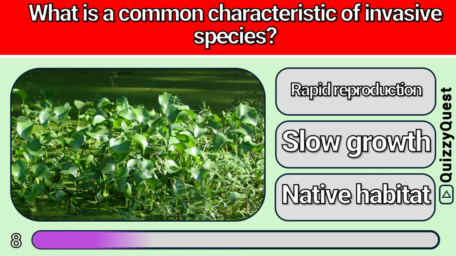Is it A, rapid reproduction, B, slow growth, or C, native habitat? It is A, rapid reproduction.